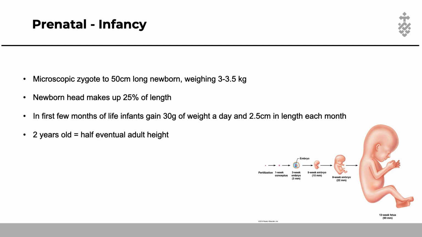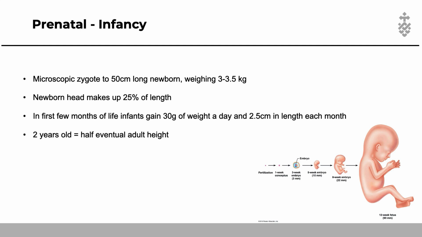So if we first have a look at prenatal growth into infancy, we are developing from this microscopic zygote, which we saw was the very first stage of development of us, and we develop in our mum's tummies into this 50 centimeter newborn. So newborns are normally 50 centimeters in length on average and weigh around 3 to 3.5 kilos. We said before that the head of a newborn makes up about 25% of its overall length, and there's great changes in height and weight in this infancy period.